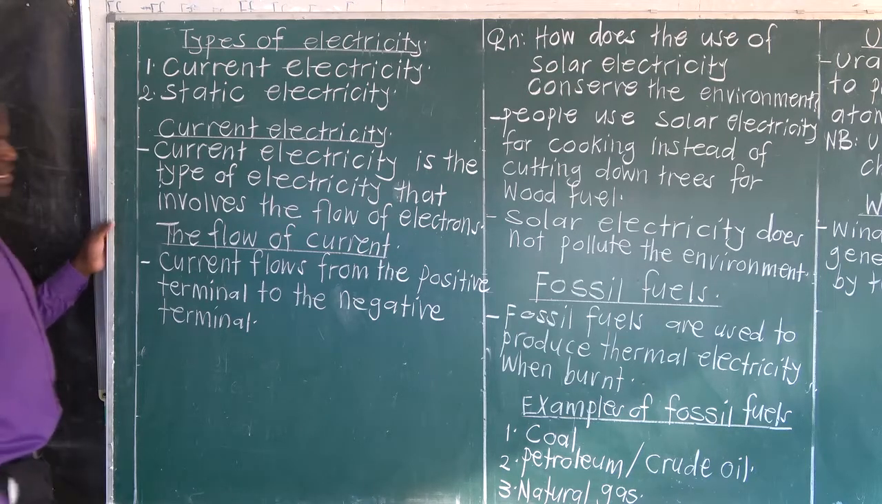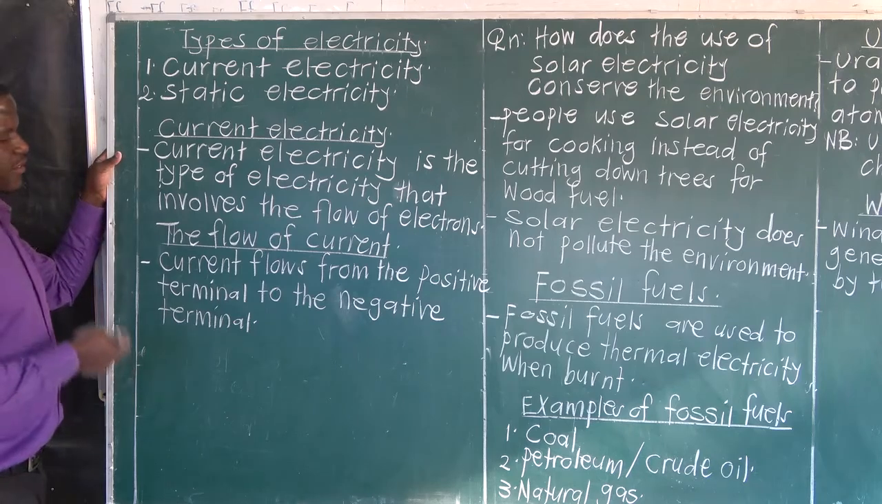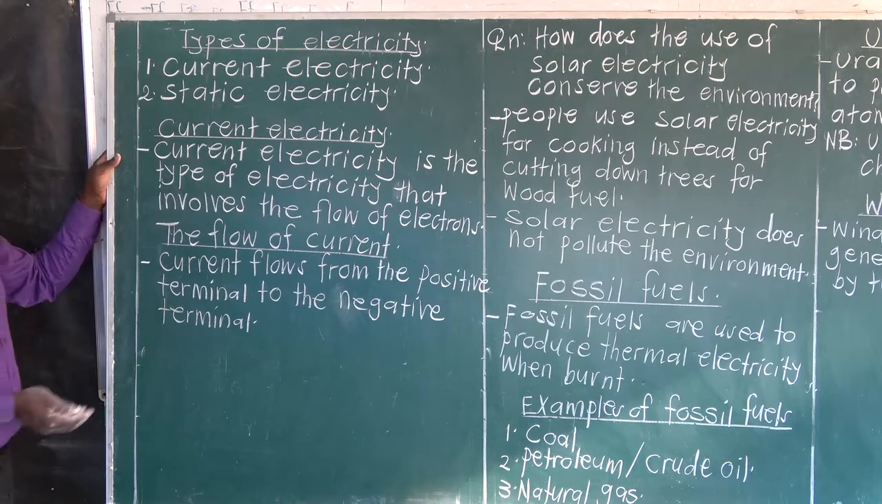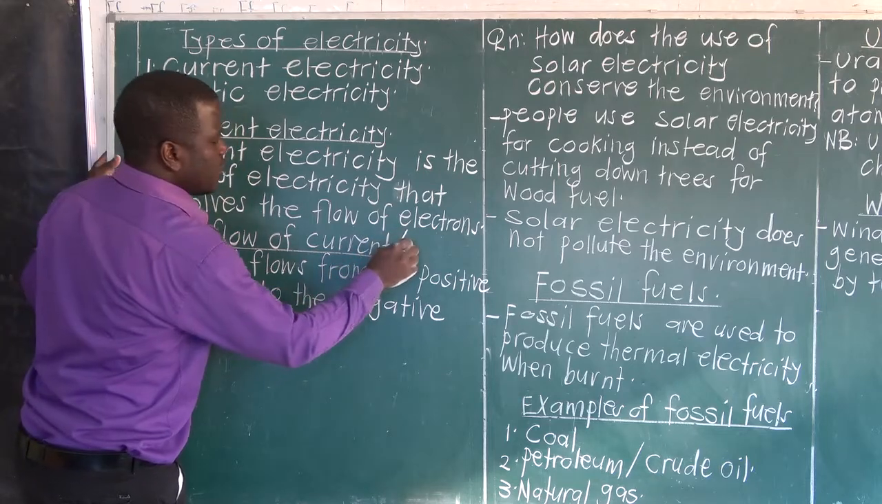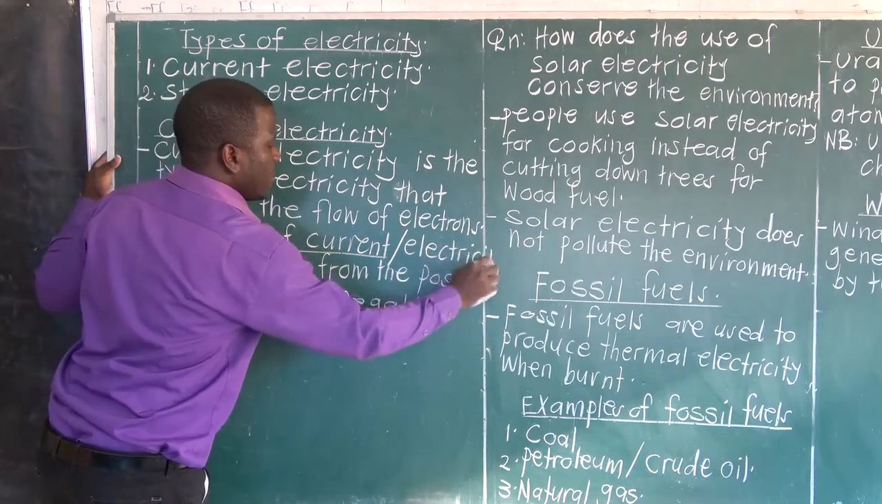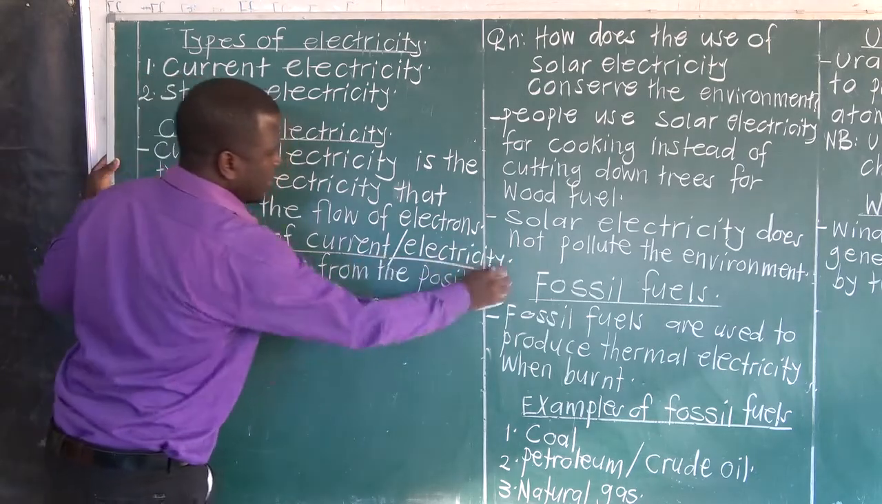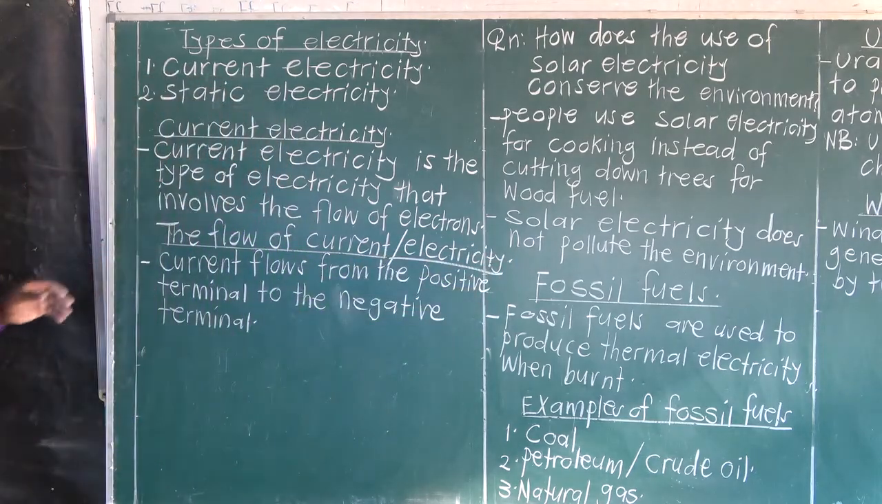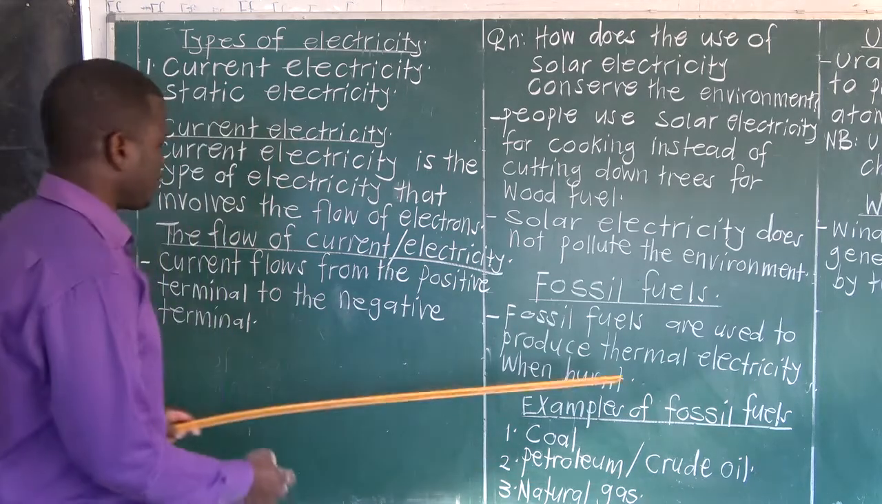Now, current is also known as electricity. So in case they ask you how does electricity flow in an electric circuit, you simply say it flows from the positive terminal to the negative terminal. The word current can also mean electricity. You can also call it electric current or electricity.